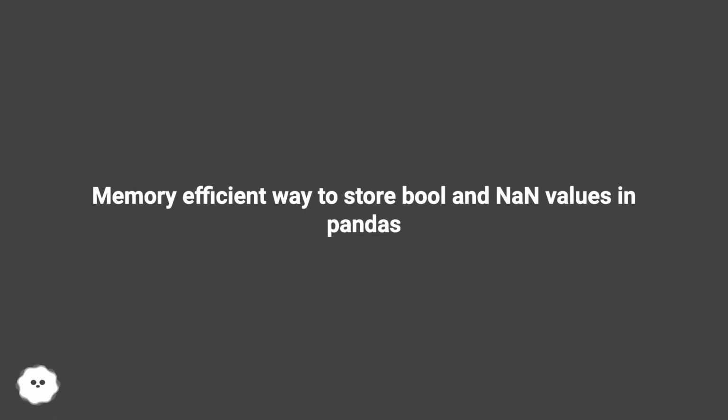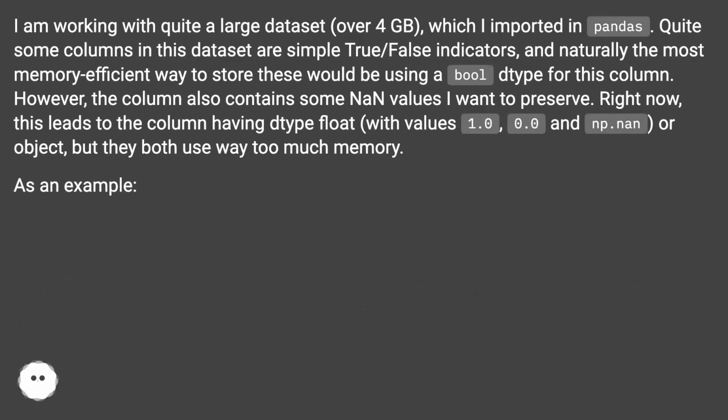Memory-efficient way to store Bool and NaN values in Pandas. I am working with quite a large dataset, over 4 GB, which I imported in Pandas. Quite some columns in this dataset are simple true/false indicators, and naturally the most memory-efficient way to store these would be using a Bool type for this column. However, the column also contains some NaN values I want to preserve.